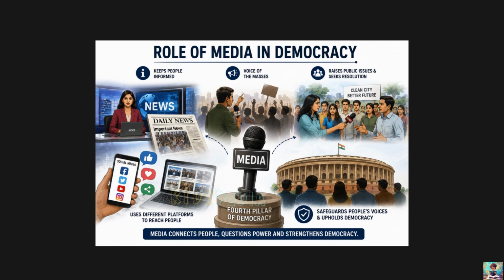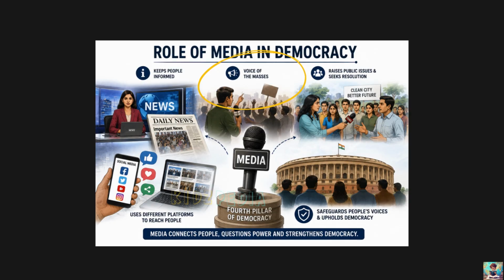Think about this. How do we know what is happening in our country or in other parts of the world? We may read it in a newspaper, watch it on a news channel, or see it on social media. So, media has become an important part of our everyday life because it keeps us informed about what is happening around us and around the world. But media does something more than just give us news. It also gives people a voice.